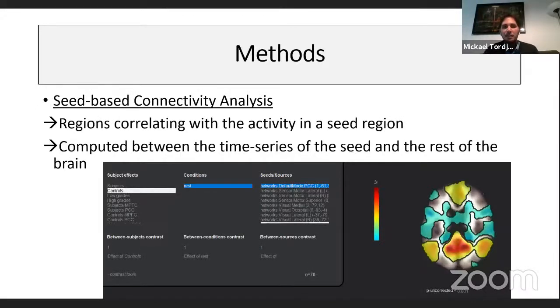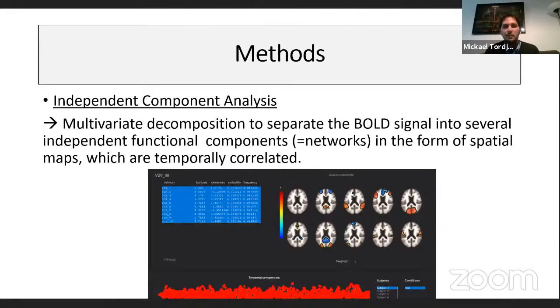We used two types of analysis in this paper: the seed-based connectivity analysis, which is based on regions that correlate with the activity in a seed. We computed the correlation between the time series of the seed and the rest of the brain to see which regions of the brain are correlated with each other. We also used another technique called independent component analysis, which is a multivariate decomposition to separate the BOLD signal into independent functional components. These components are often networks. They can also be noise, but we are looking at the components that correspond to networks and which are temporally correlated.